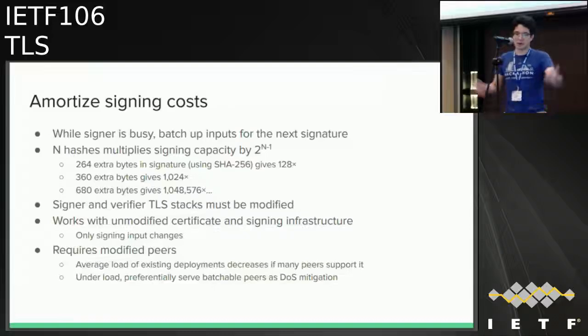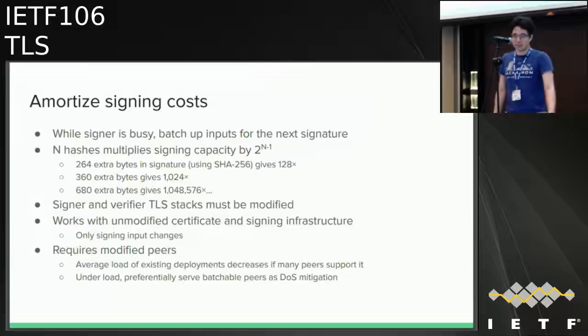While the signing thread is busy, you're presumably going to be queuing up inputs. Next time it wakes up, rather than picking up the next input, it picks them all up and signs them all at once. At the cost of logarithmically many hashes added to the signature size, you can increase your signing capacity by 2 to the n. So for a few hundred bytes, you get 100 or 1,000 or 1,000,000x in signing capacity. So basically, you do not care about your signing throughput anymore at all.